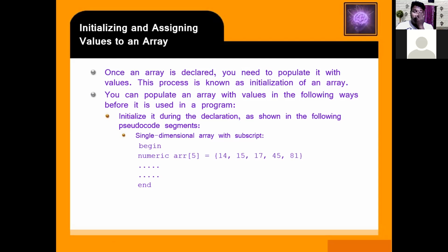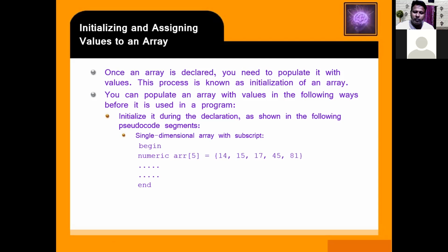In a similar way, when you define an array, you have to store values in the numeric array of 5: 14, 15, 17, 45, 81. This process is called initialization. For storing the value, we call it initialization. Once the array is declared, you need to populate it with values. The process is known as initialization of the array. You can populate an array with values in the following way.